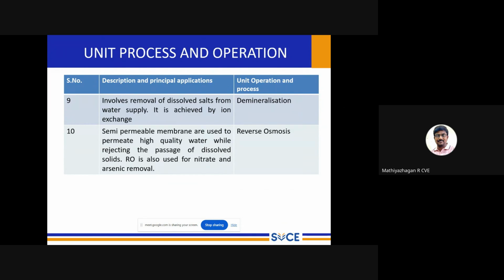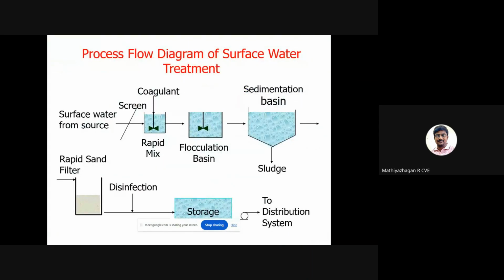Or nowadays we are using the reverse osmosis process. Reverse osmosis uses a semi-permeable membrane. It allows water alone to pass when we apply pressure, from the higher concentration side to the lower concentration side. The semi-permeable membrane allows only the water, not any salt or solids. Therefore, we get very pure water using the reverse osmosis process. So these are some of the unit operation processes involved in water treatment.